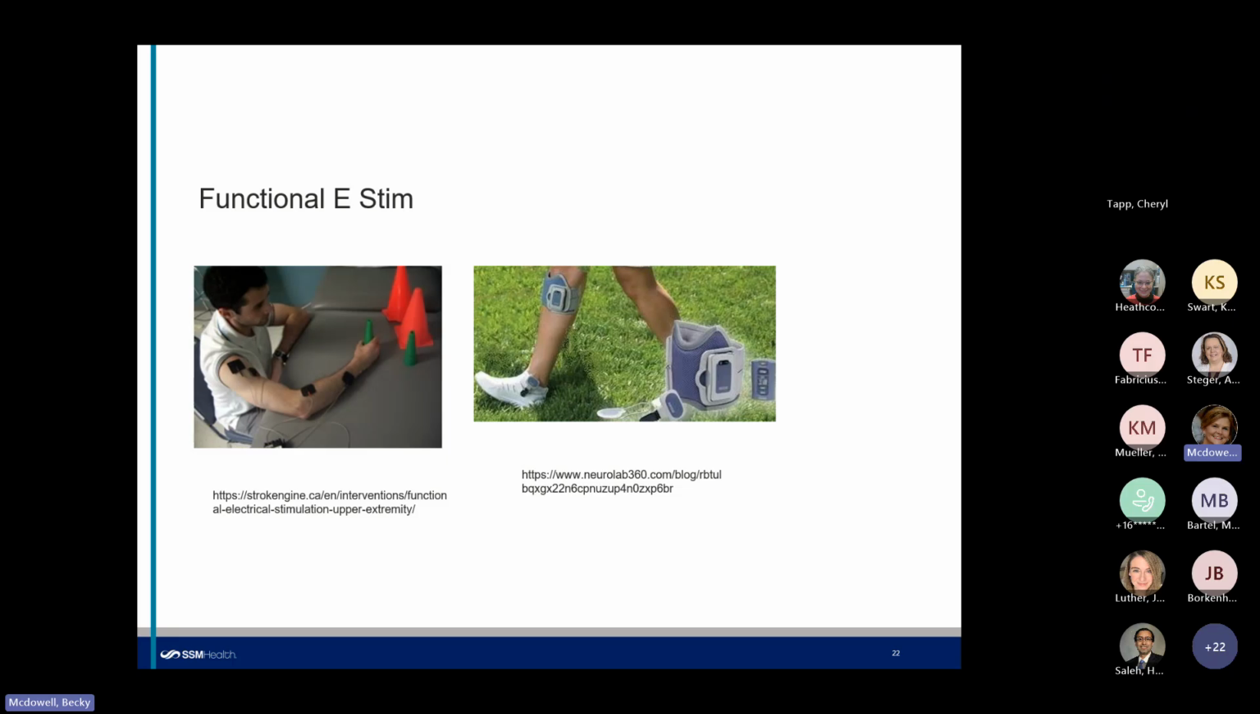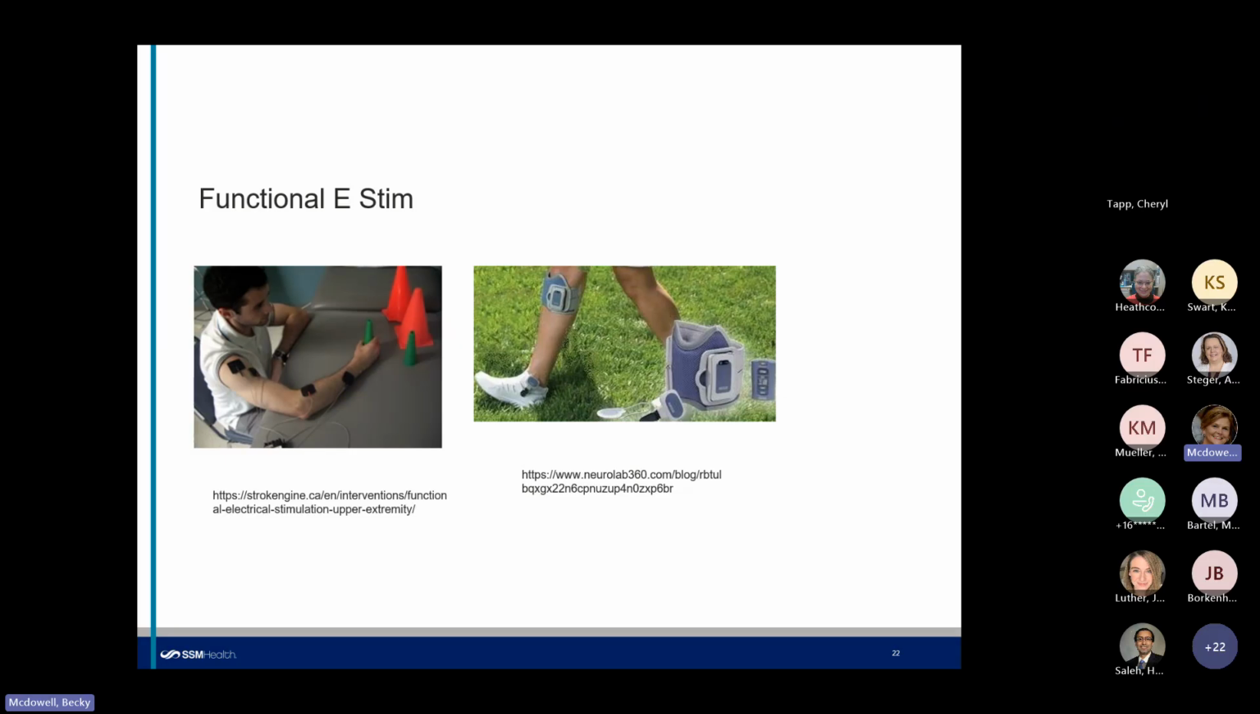So functional E-stim, I have two pictures here. The one on the left is a patient that's likely in therapy. They have some stimulators placed on different parts of their body. In particular, you can see the one on the back of the forearm, and that would be triggering the finger extensors and wrist extensors. This would allow the patient to open their hand to grasp an object, and then their spasticity in their hand would allow them to hold on to the object and move it. And that's just working on functional motions.